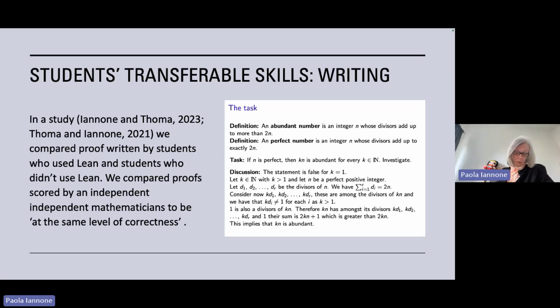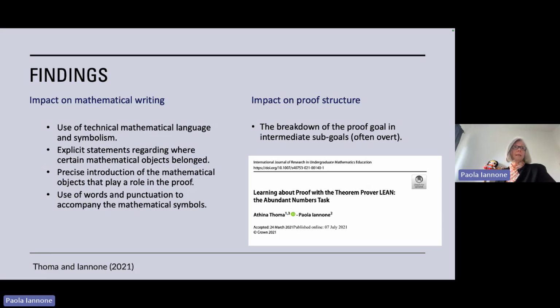What we found is that there was a big impact on mathematical writing with the students. The students that had used Lean consistently in their classes used technical mathematical language and symbols much, much better than students who didn't. This is something that was observed already in 2019 by Jeremy Avigad when he was teaching his logic course with Lean.